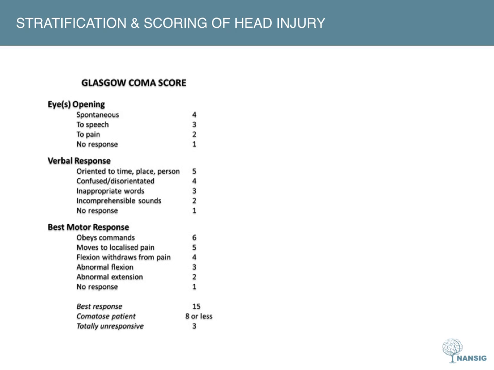Broadly speaking, it's divided into three areas, which assess eye-opening, verbal response, and best motor response. The subclassifications of each of these areas can be seen, and each of them has a slightly different weighting. These then contribute together to form an overall GCS score, the maximum of which is 15. And so a score of 15 indicates that there's no pathology, whilst at the other end of the spectrum, a score of 3 would indicate that a patient is totally unresponsive.